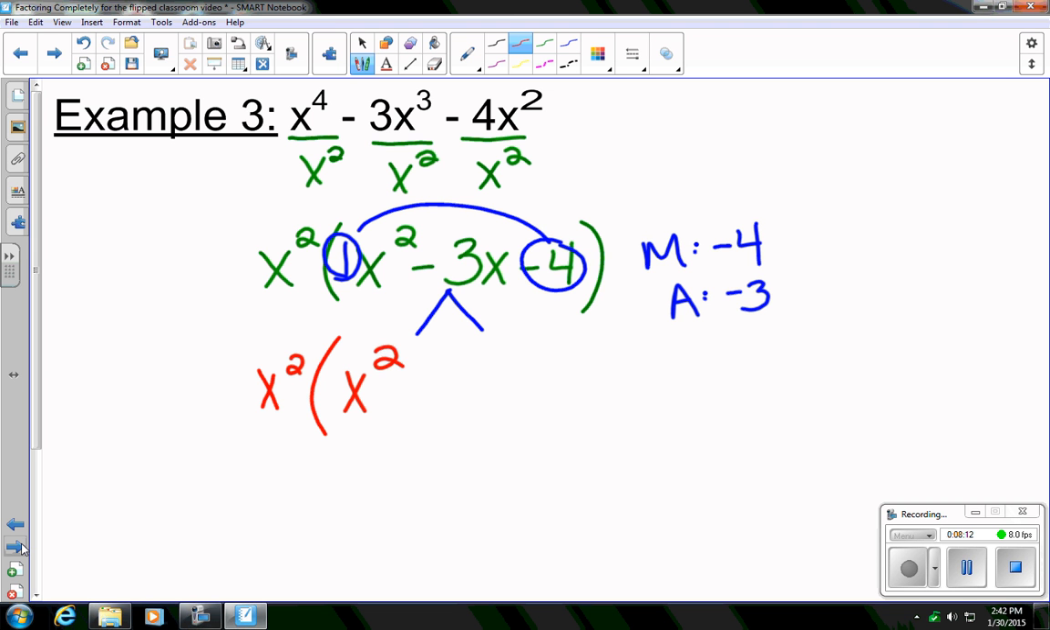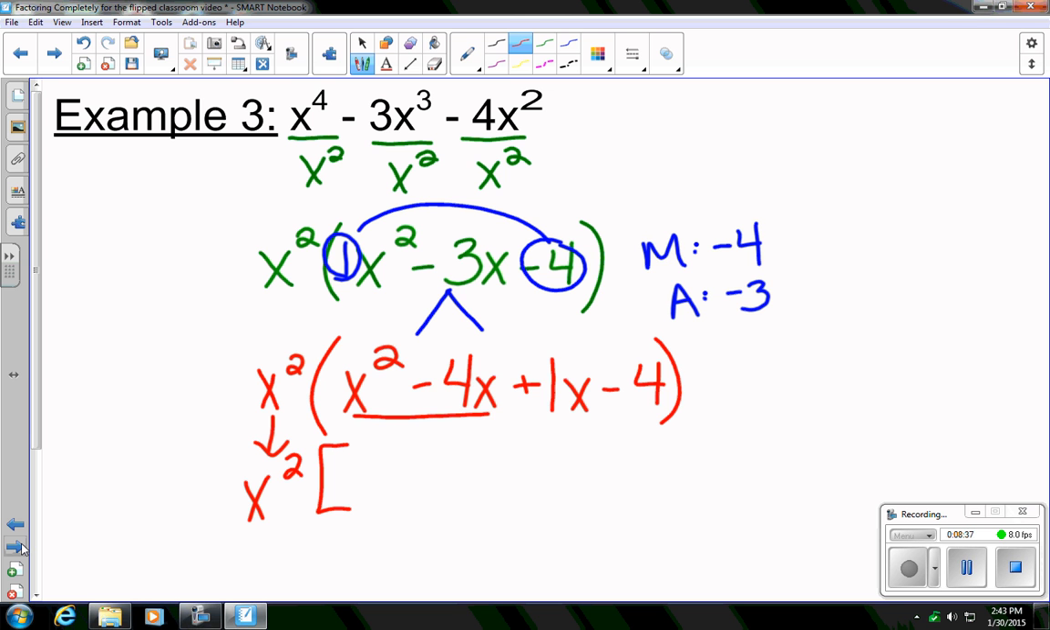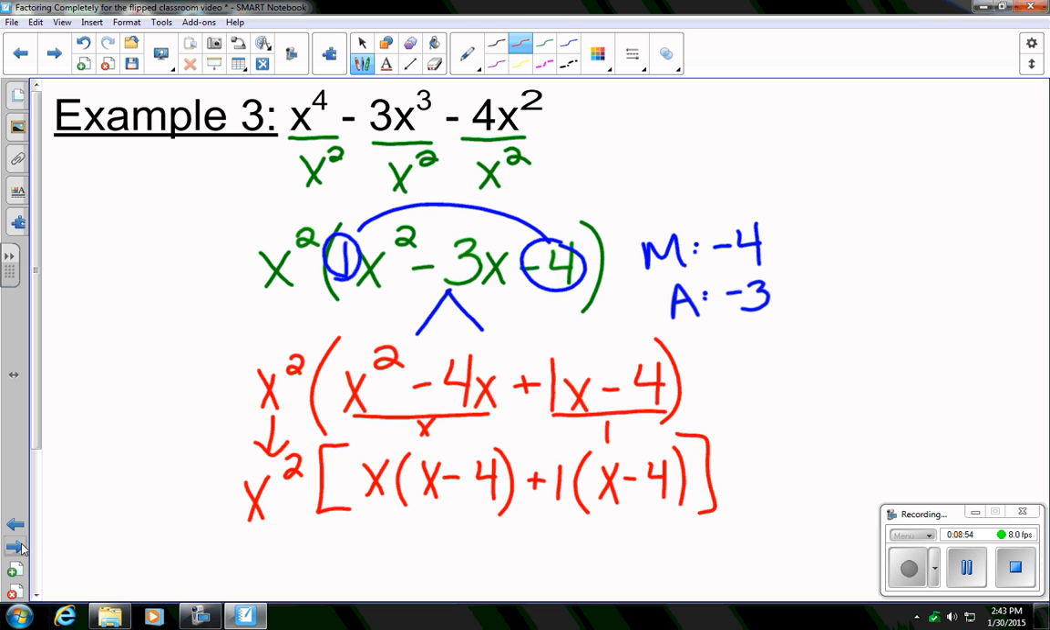So the two numbers that multiply to negative 4, but also add to negative 3, are going to be negative 4 and positive 1. So we split that middle term into those two pieces. And now we're going to factor. So the x squared gets brought down because we're not doing anything with it. The first two terms have an x in common. When I divide out that x, I'm left with x minus 4. The second two terms have a 1 in common, and it's actually a positive 1. When I factor out that positive 1, we're left with x minus 4.